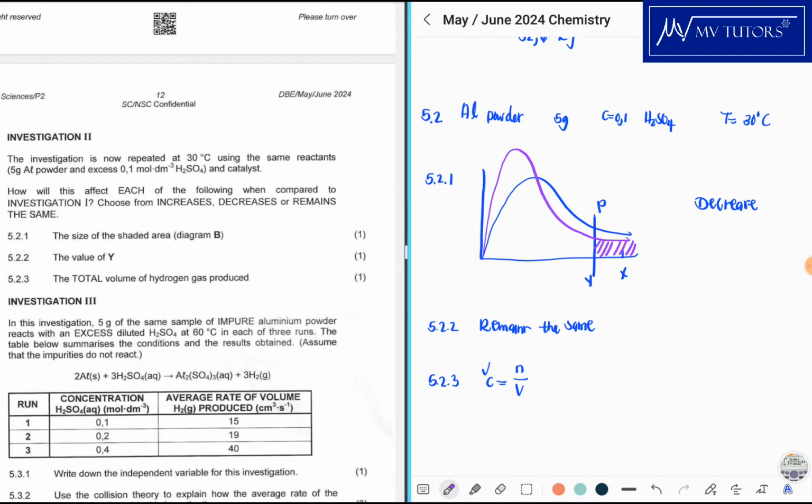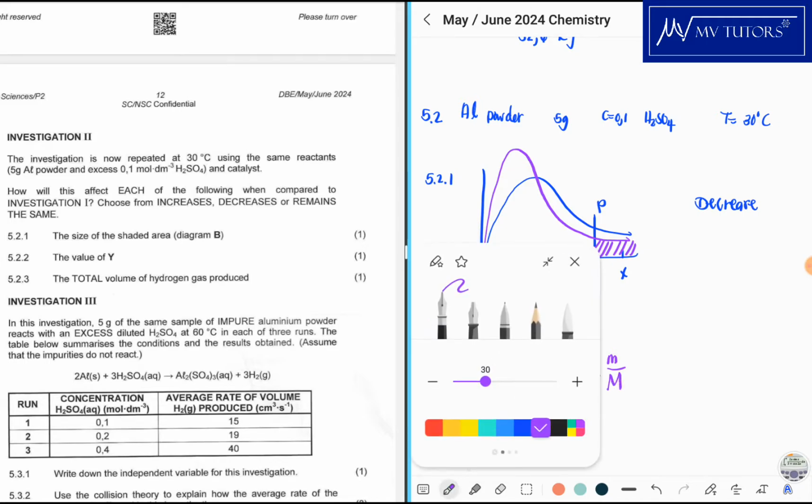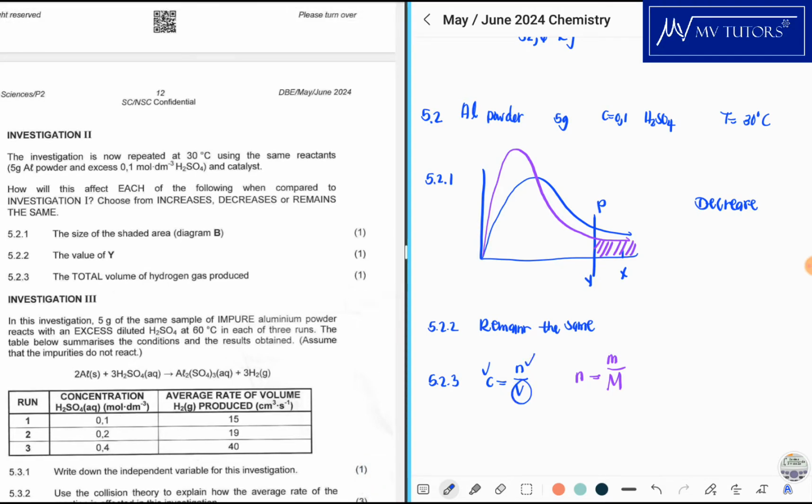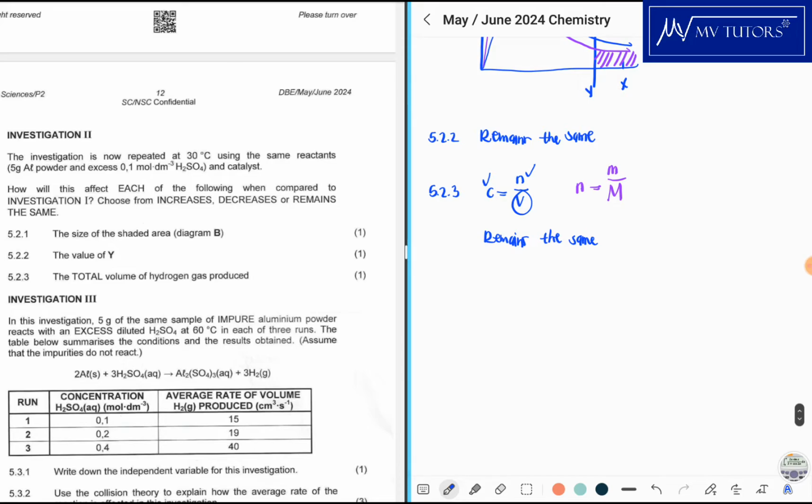Which affects the number of moles, because number of moles is the mass over the molar mass. No, actually, that didn't change as well, because your mass remains the same. Molar mass remains the same. So this remains the same. Volume of gas produced also remains the same. Okay. When you're in doubt, use a calculation or a formula. Okay. Now investigation 3.